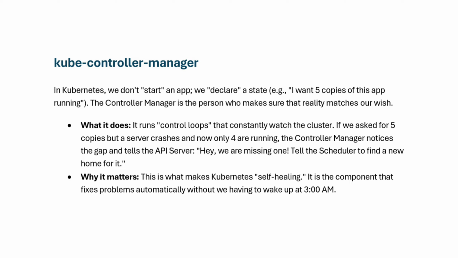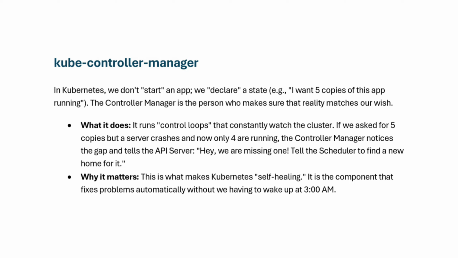What it does is run control loops that constantly watch the cluster. If we ask for 5 copies but a server crashes and now only 4 are running, the controller manager notices the gap and tells the API server, hey, we are missing one. Tell the scheduler to find a new home for it. Again, everything is communicated through the API server. So it asks the API server to fill this gap and to find a new position for that pod.